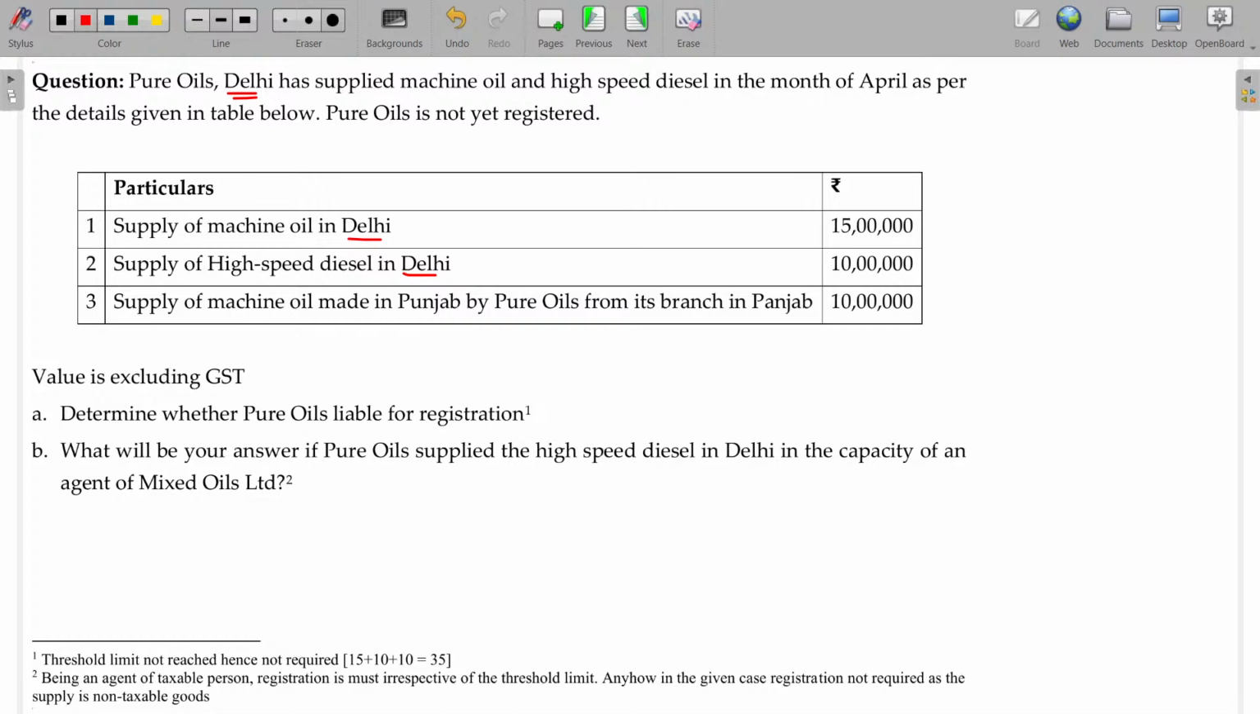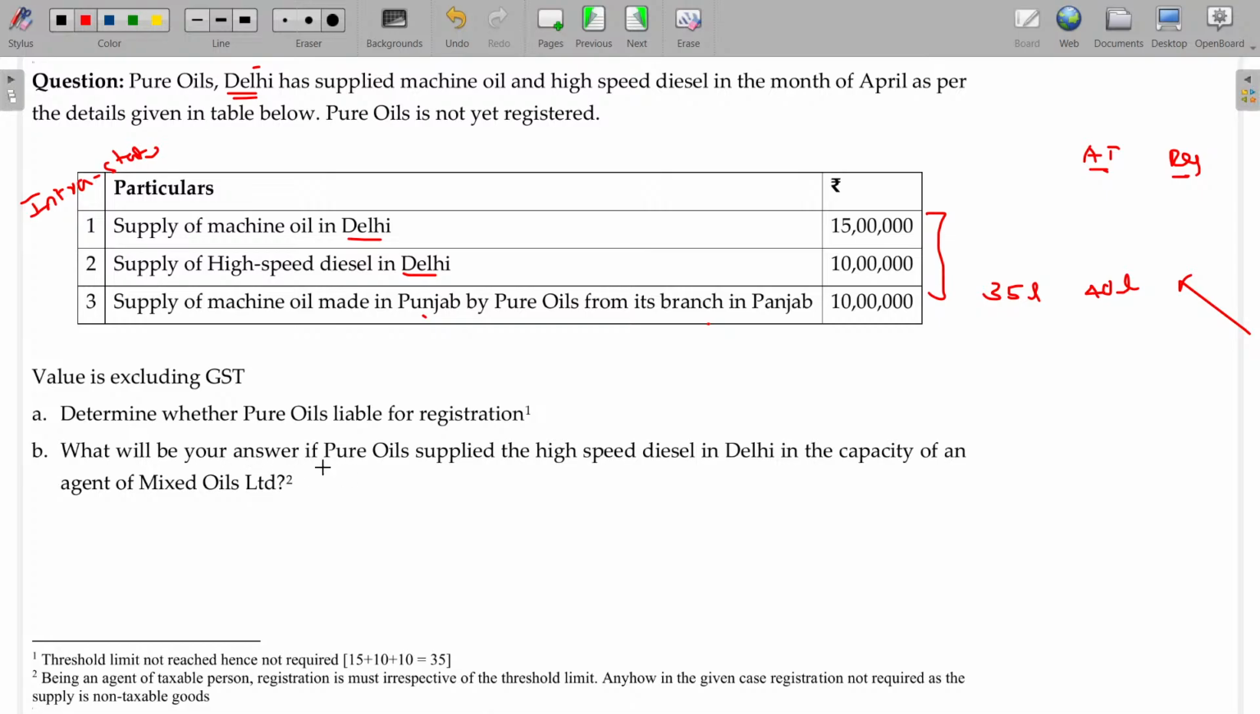Supply of machine oil made in Punjab and sold in Punjab. All these things are what? Intra-state supply. Now, if you total this, it comes around 35 lakhs, and Delhi and Punjab come under the special category and other states. Then the aggregate turnover limit is how much? 40 lakhs. Then what about the registration? Registration not required.